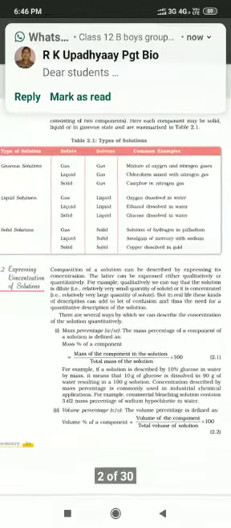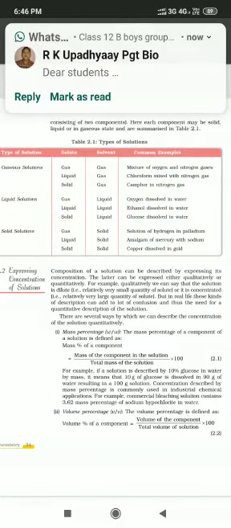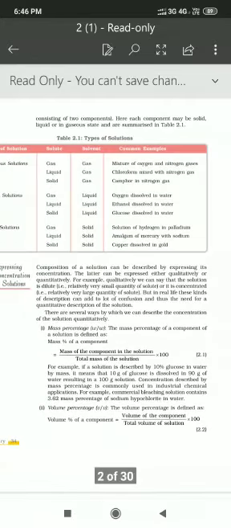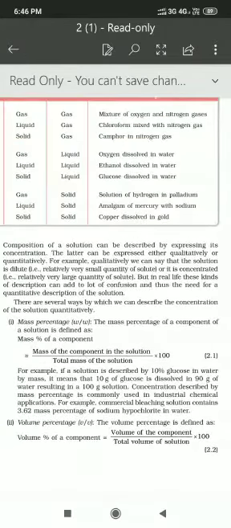Now it is very important that we know the concentration of the solution, because the amount of the solute which is present in a particular amount of the solvent will make a difference. So it is important to know the concentration of solutions. The first method by which we can express the concentration of the solution is mass percentage. Mass percentage means mass of the component in the solution divided by the total mass of the solution, into 100, will be the mass percentage of the component.